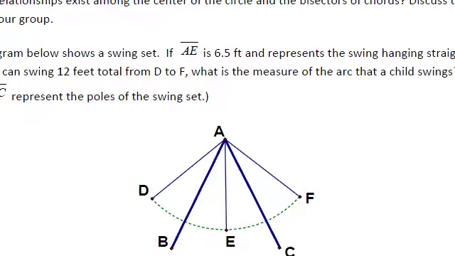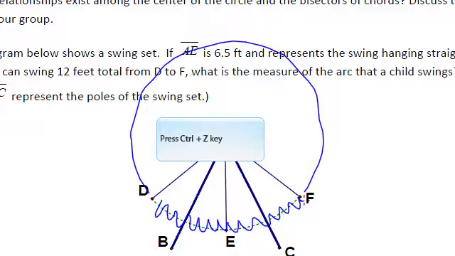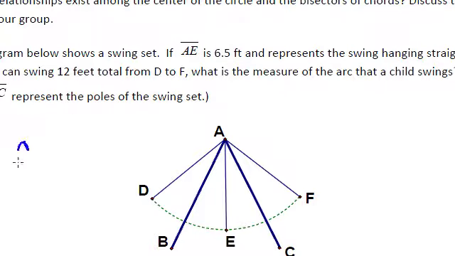The distance from D to F is based on the distance around the circle. However, this portion from D to F is only a fraction of the total distance around. Now, how do we find the distance around a circle? Well, we use C, circumference. But C equals 2 pi r.